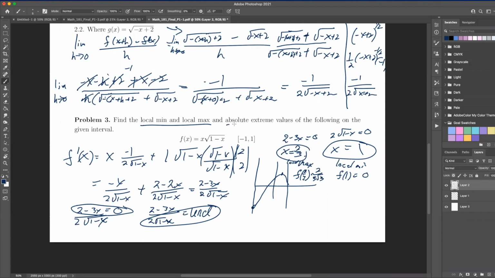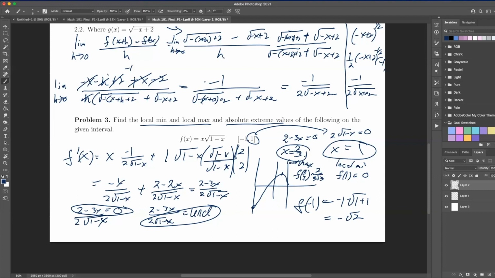And then what we want to do is find the absolute extreme values. So we need to test our endpoints. We've already tested one endpoint. That endpoint's right here, and it's 0. The other endpoint is at -1. So f at -1 is equal to what? Well, f at -1 is -1 times the square root of 1 plus 1. So this should be minus the square root of 2. So we get minus square root 2.